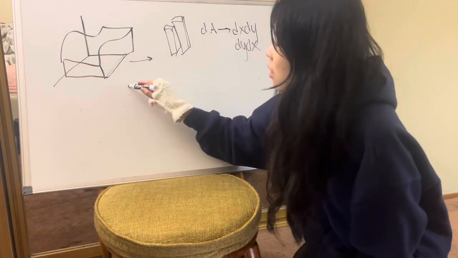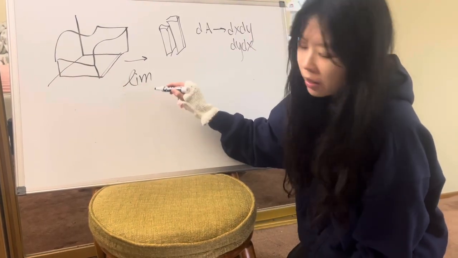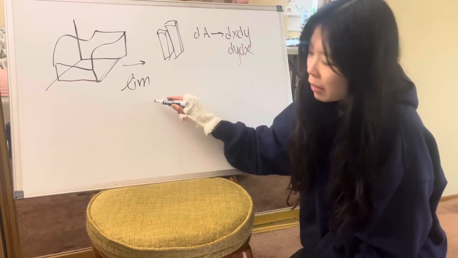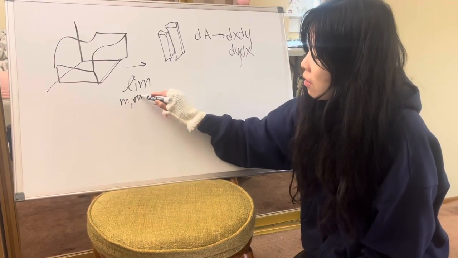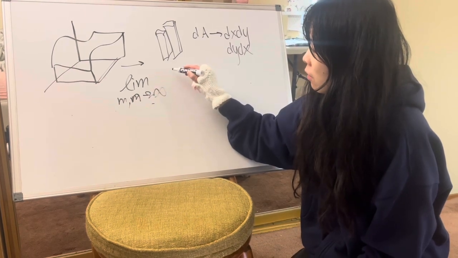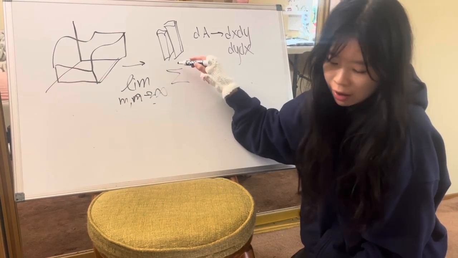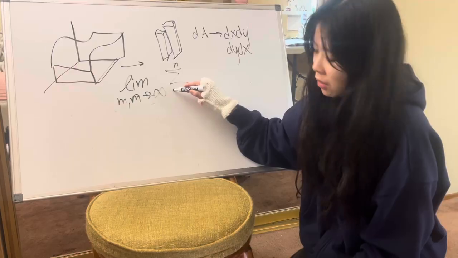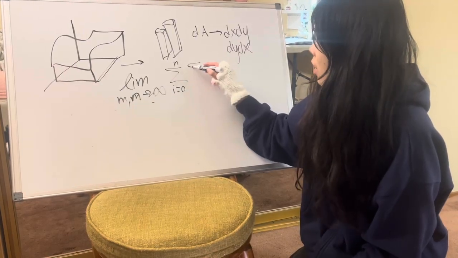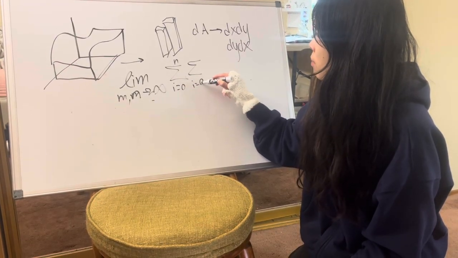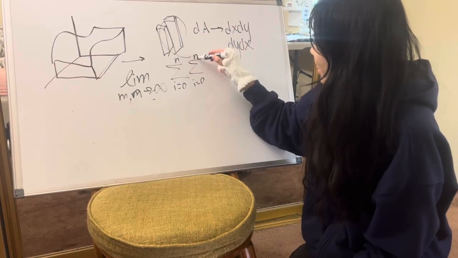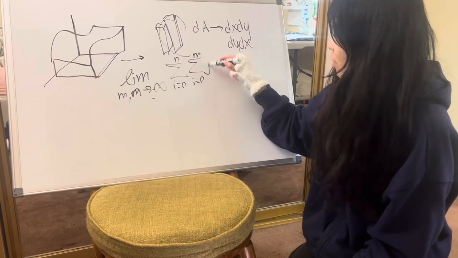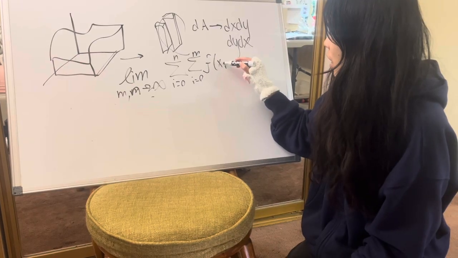So using the limit definition for Riemann, we have the limit as m, n goes to infinity of the sum over i, where i is each of these prisms. And then we have the function, which is in x and in y.